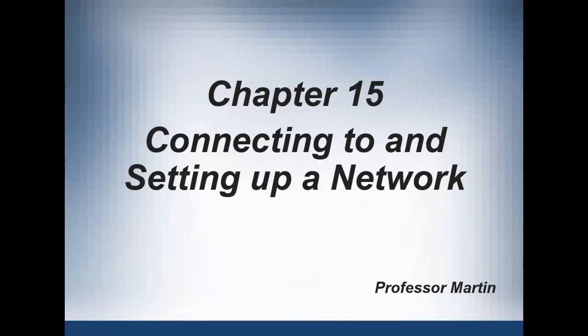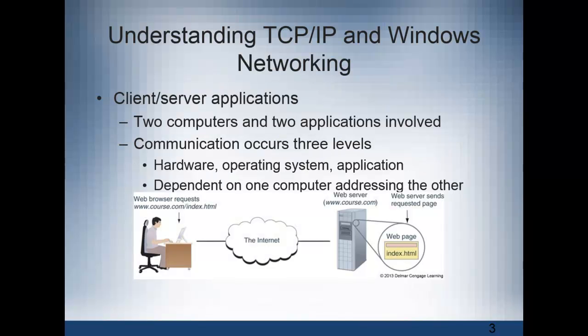Let's now dive into a little bit about understanding TCP/IP and Windows networking. Now, when two computers communicate using a local network or the internet, communication happens at three different levels. It happens at the hardware level, the operating system level, and the application level. The first step in communication is one computer must find the other computer it wants to communicate with. The second step then is that both computers must agree on the method and rules for communication.